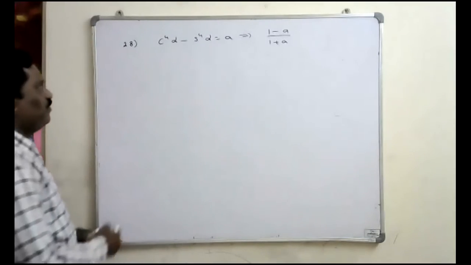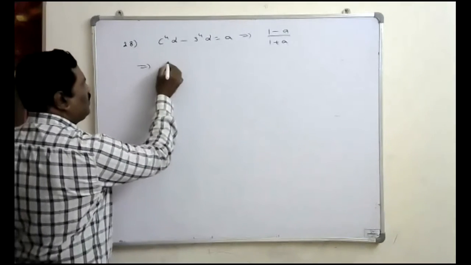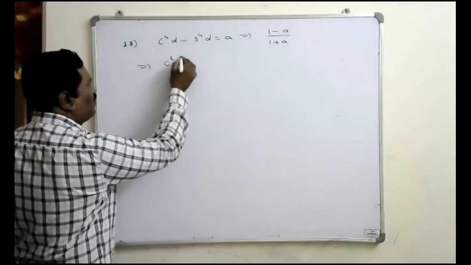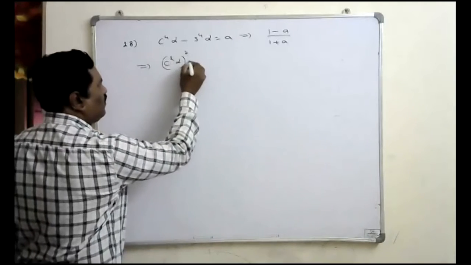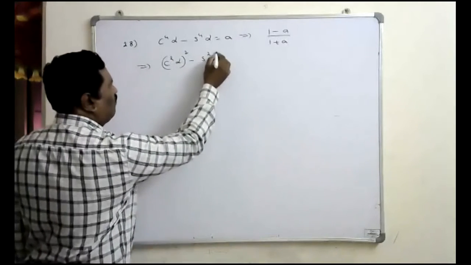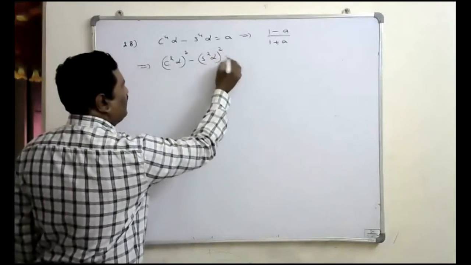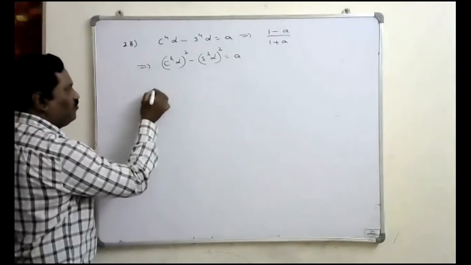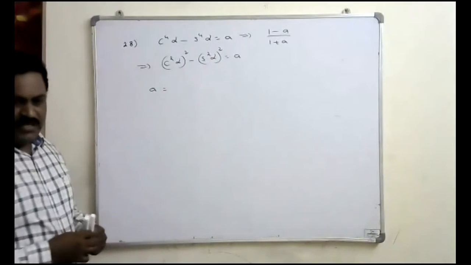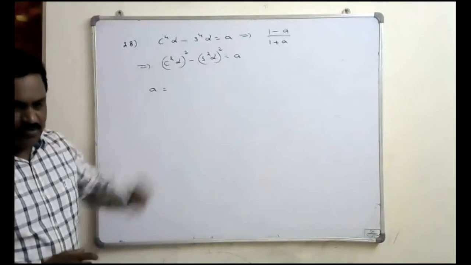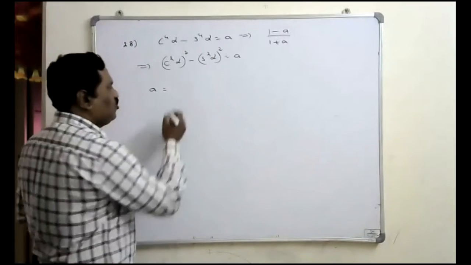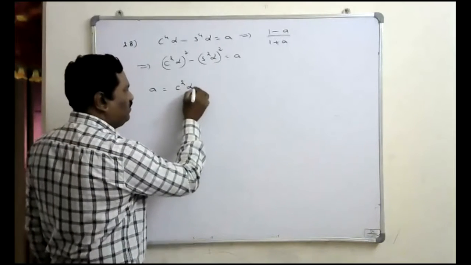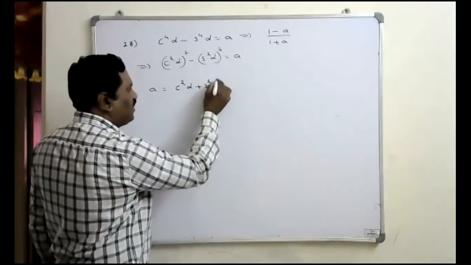So look at this. It's a simple question. First, cos power 4 alpha means you can write cos square alpha whole square, and sin power 4 alpha you can write as sin square alpha whole square, is equal to a. Therefore, a is in the form of a square minus b square, which you can write as a plus b into a minus b.